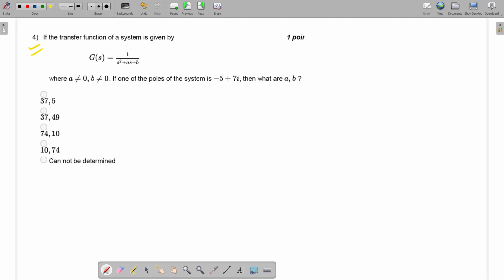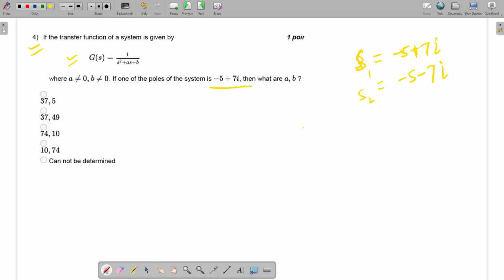One rule is there that if a complex pole is there, it will come in conjugate. Let's say one pole is S = -5 + 7i. What should be the other pole? That will be the conjugate of this one, so S2 will be -5 - 7i. So the rule is always that complex poles will be in conjugate pairs. Based on this, we can find the A and B values.